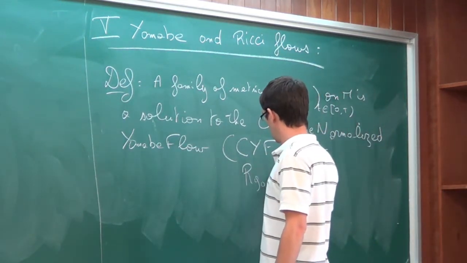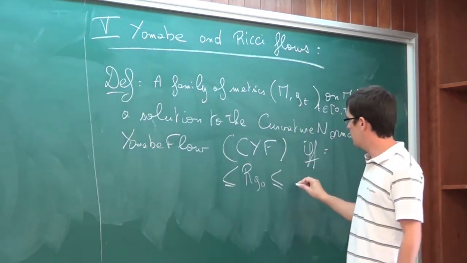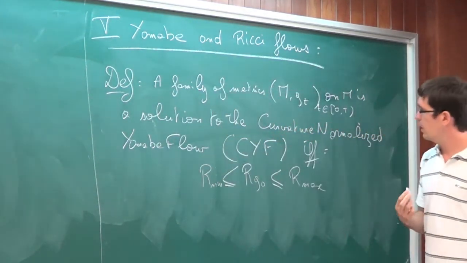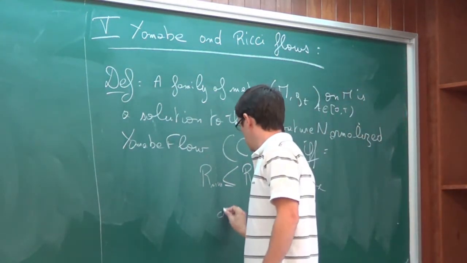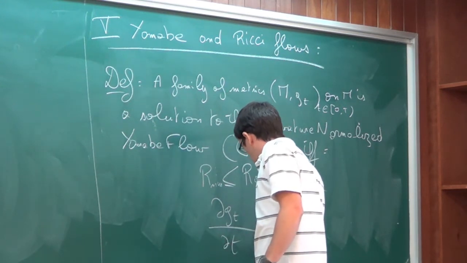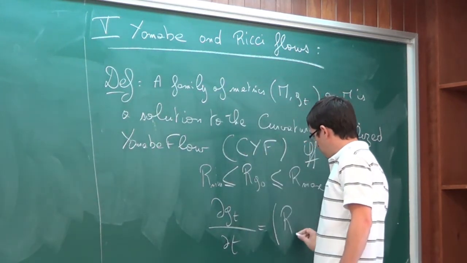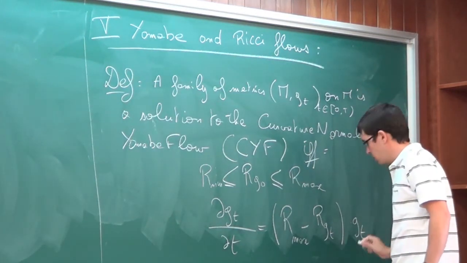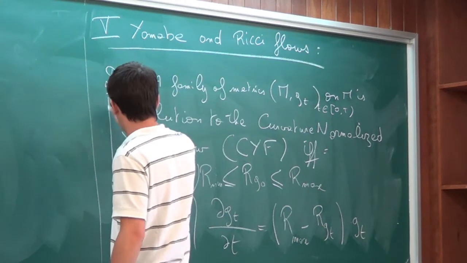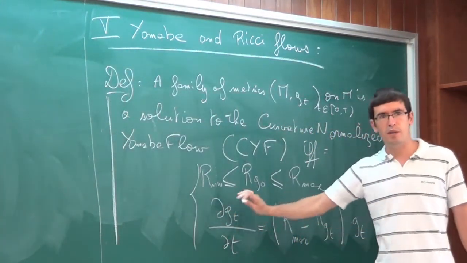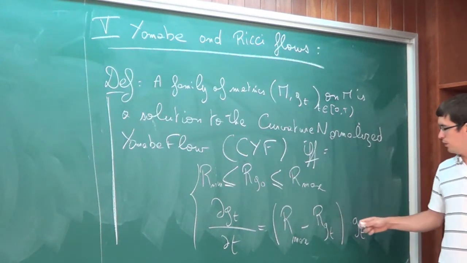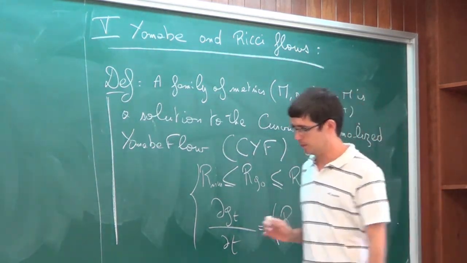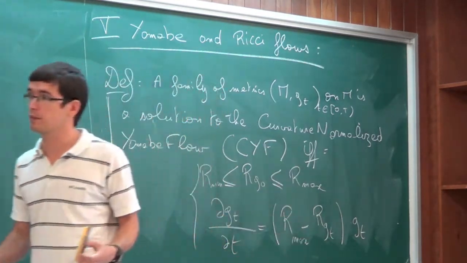At the beginning, your curvature is pinched between two constants. Okay. And when you make it evolve, you're doing the following trick. So this is the equation. The derivative of the metric is the scalar curvature times the metric itself. Well, not exactly the scalar curvature, but the difference between the scalar curvature and its maximum, the value it had at the beginning. Okay?